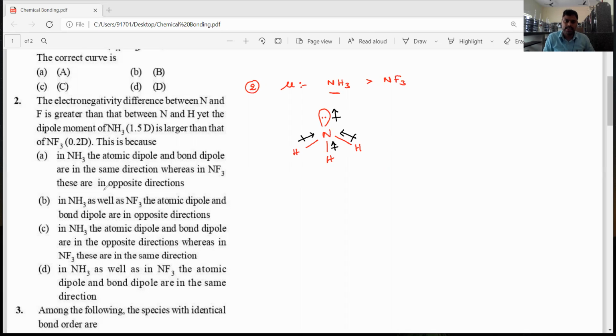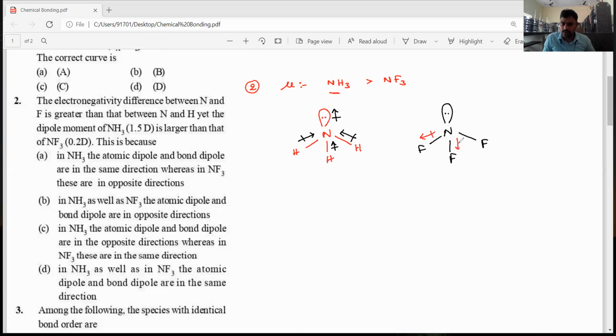That's why NH3 has more dipole moment when compared to NF3. For example, if you draw the NF3 structure, NF3 is also sp3 hybridized. The central atom nitrogen has one lone pair and three bond pairs, but the bonded fluorine atoms are more electronegative when compared to nitrogen.